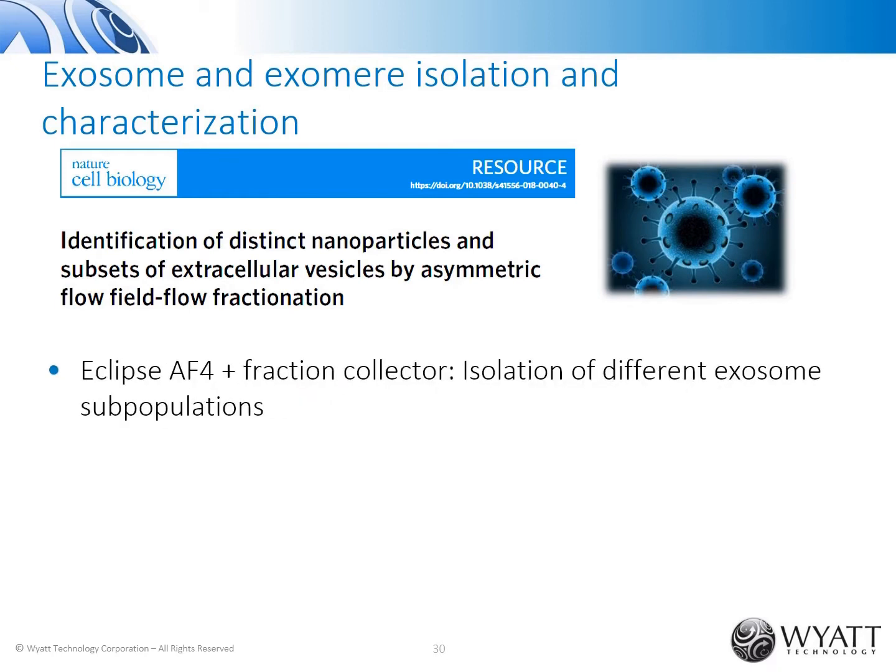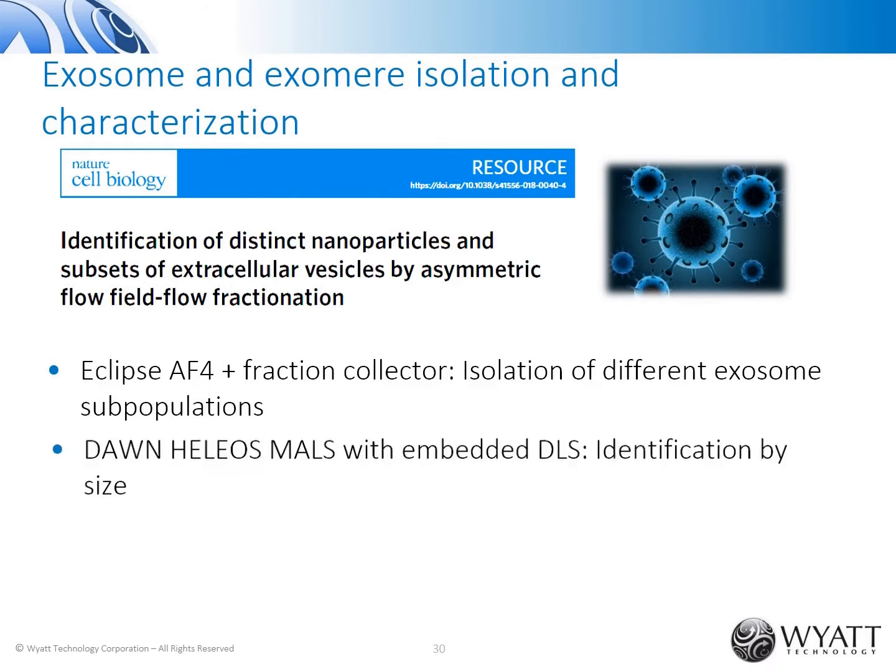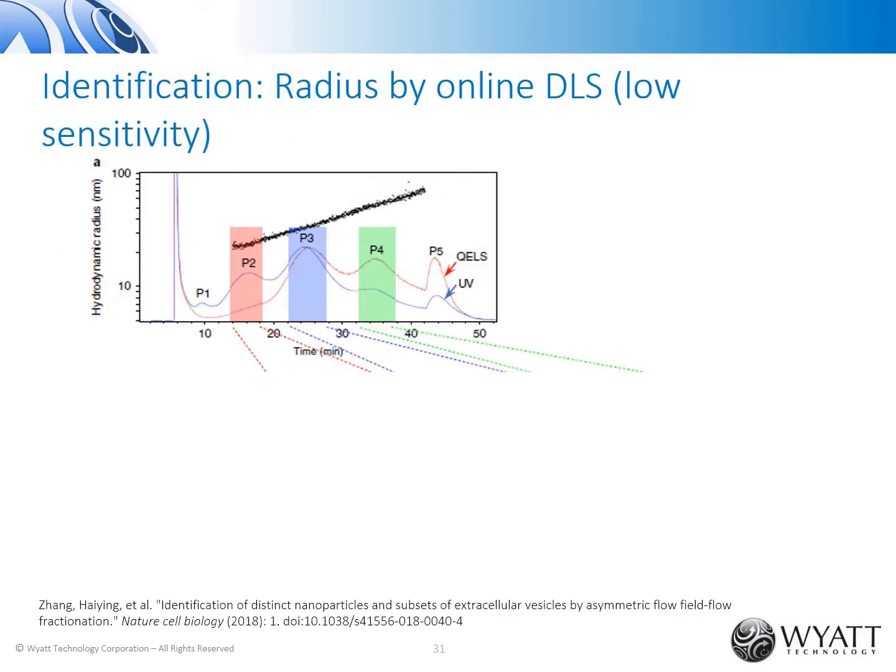AF4 was able to separate the fractions, and MALS with embedded dynamic light scattering was used to identify the fractions by size. The fractions were collected and a comprehensive identification of the proteins and DNA performed. This is the result from the publication, where we can see the 3 exosome populations P2 to P4 and the size measured online by dynamic light scattering.